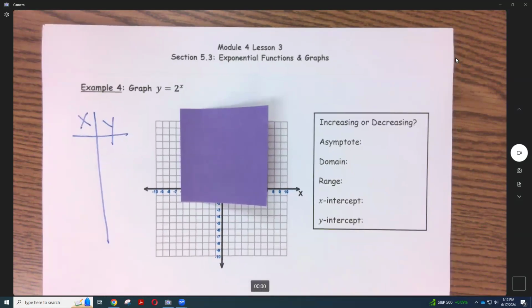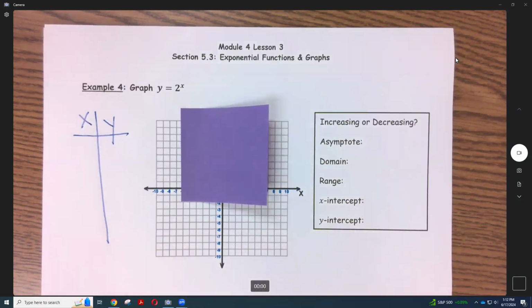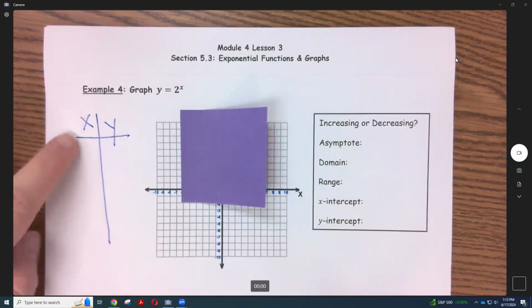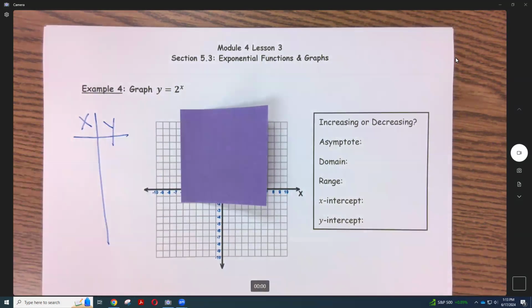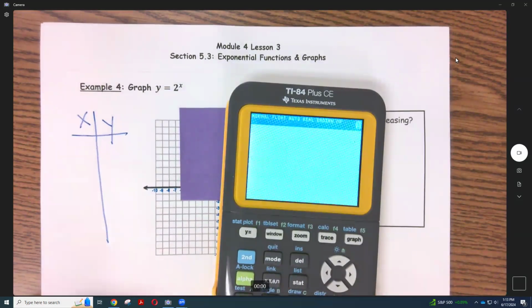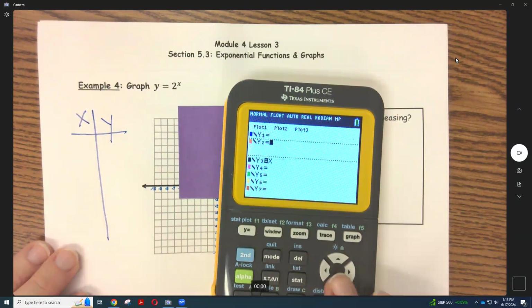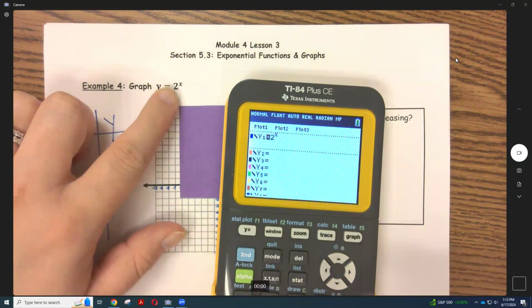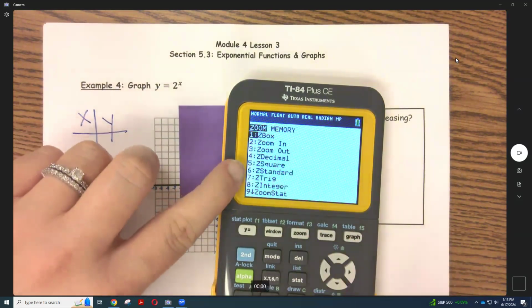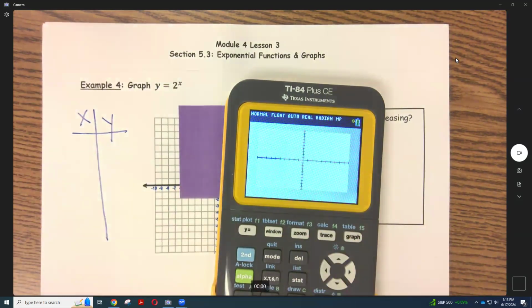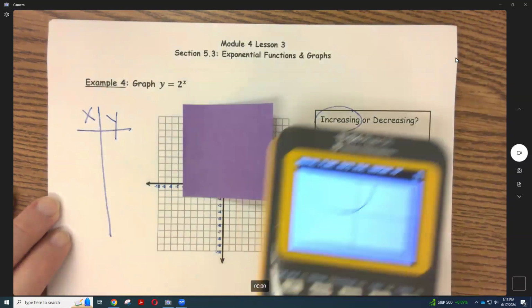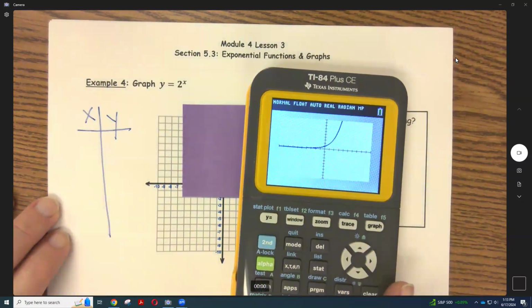We want to graph y equals 2 to the x power. So that's as basic as this can get. Let's get some x and y values. You can just plug in values into x and solve for y, or use your calculator. If I put in 2 to the x power, I can go Zoom 6 to see what this looks like. So I can see from this, is it increasing or decreasing? It is increasing here.